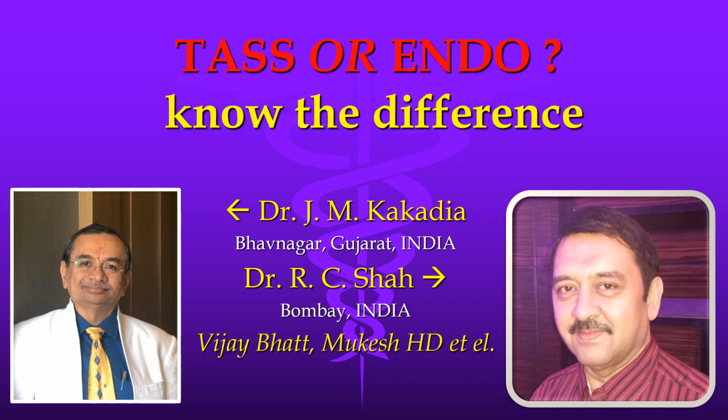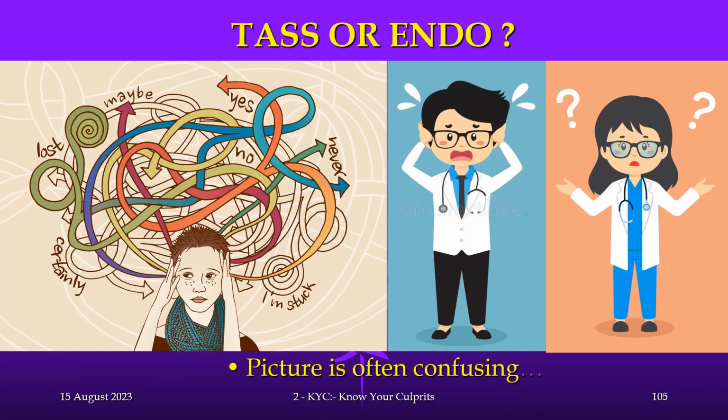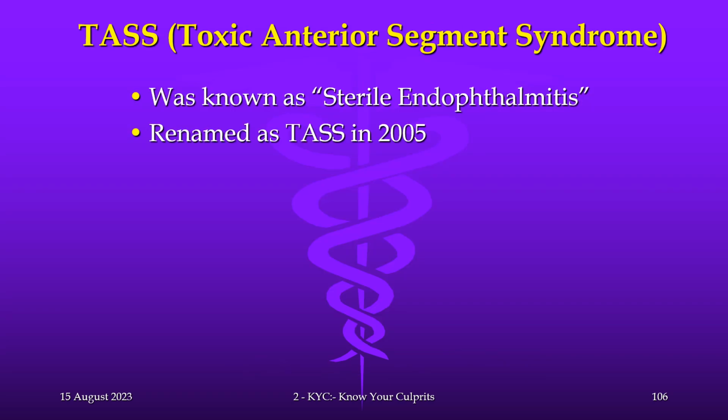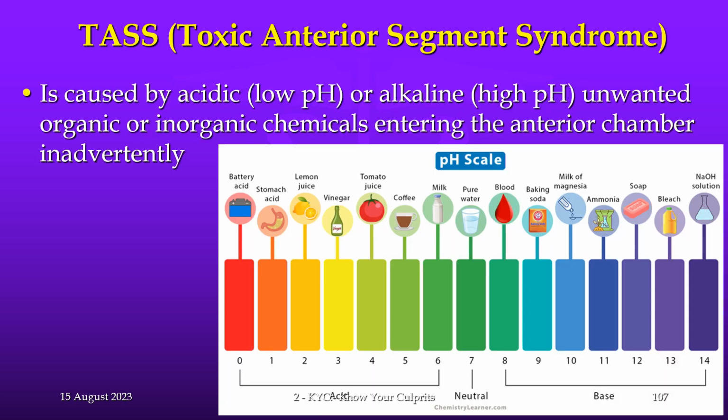In this section, let us discuss the difference between TAS and endophthalmitis, because at times the picture is quite confusing. TAS was previously known as sterile endophthalmitis, which was renamed as toxic anterior segment syndrome in 2005 by the ASCRS. TAS is caused by acidic, that is low pH, or alkaline, that is high pH, unwanted organic or inorganic chemicals entering the anterior chamber inadvertently during the intraocular surgery.